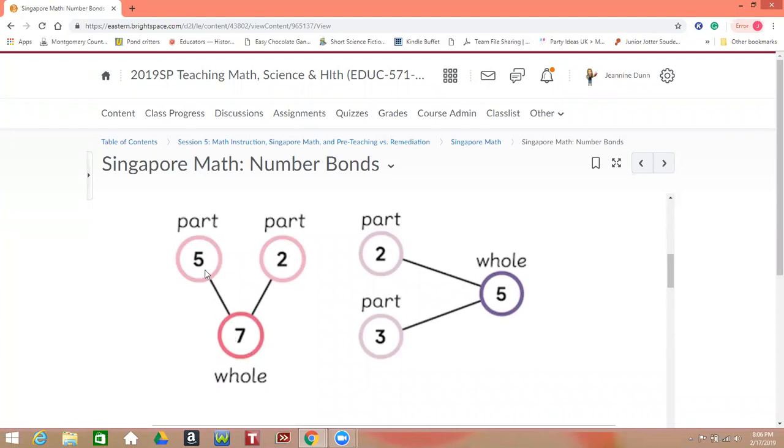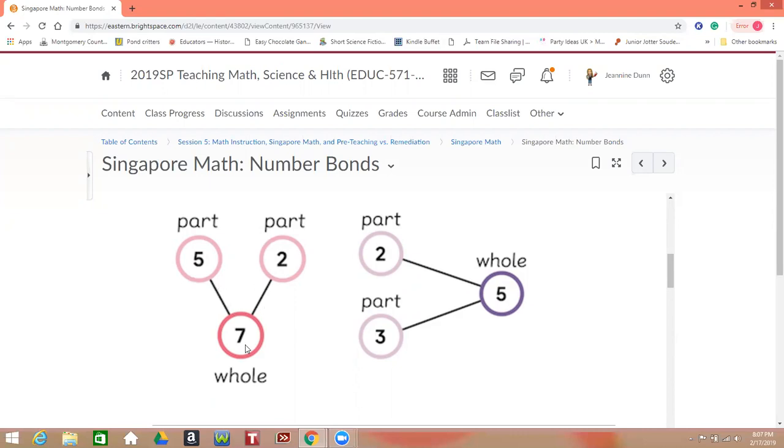Number bonds are made up of a part and a whole. So you can really see here that we have our whole number 7, and the parts that could possibly make up 7 would be 5 and 2. Now, obviously we could have other parts in here, right? We could have 6 and 1, we could have 3 and 4. But this is a way of modeling on paper the part-whole connection.